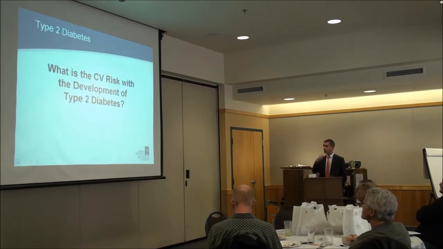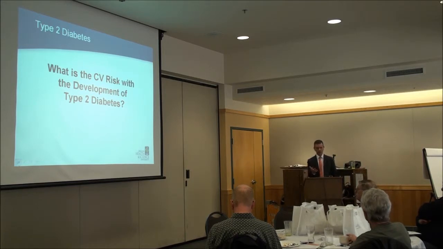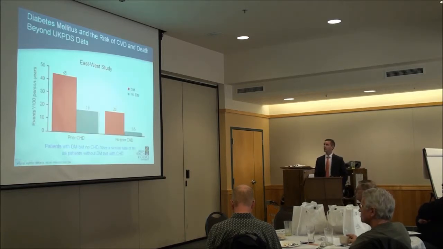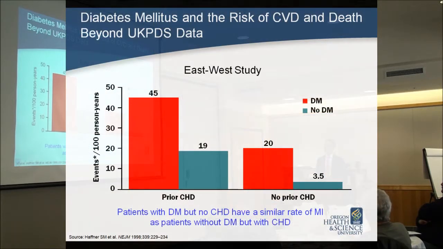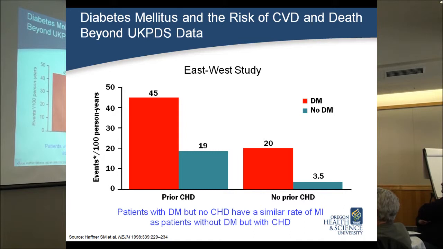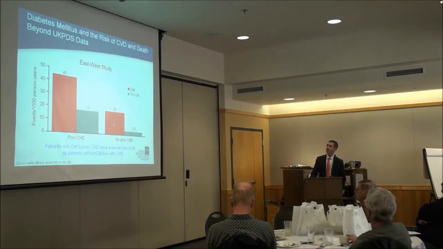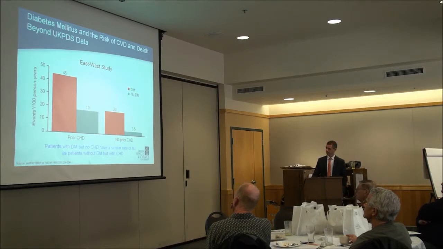So moving on from that, what's the cardiovascular risk with the development of type 2 diabetes? Now transitioning from the metabolic syndrome and prediabetes people to diabetes risk. And so we mentioned that the presence of diabetes is a coronary artery disease risk equivalent, and it comes from this East-West study. It was kind of proven in the UKPDS, but this is the East-West study that showed that if you have no prior heart disease but the presence of diabetes, you're at the same risk of having a first heart attack as someone who's already had a heart attack. That's pretty staggering.